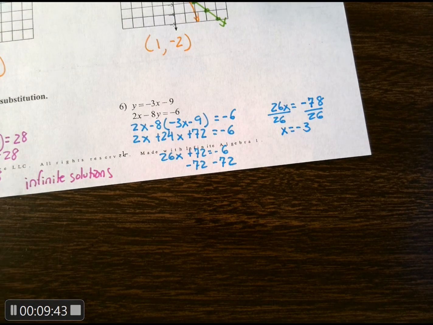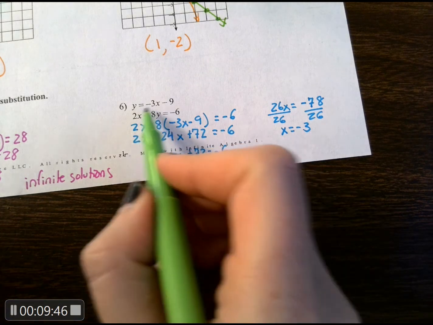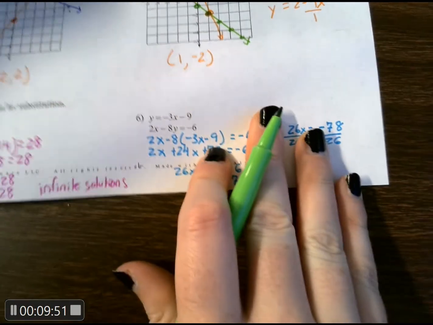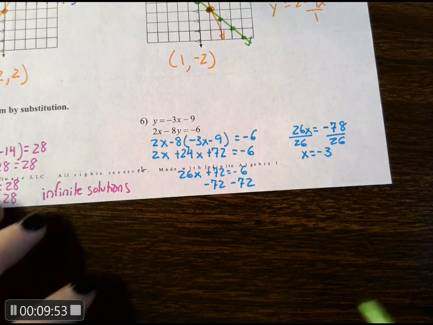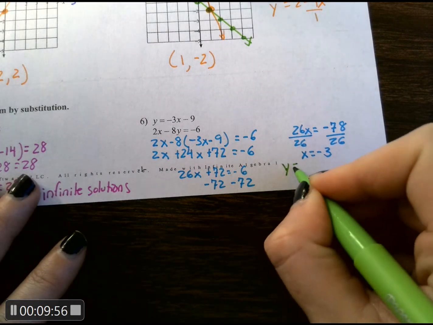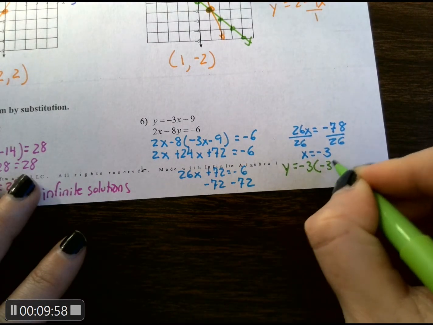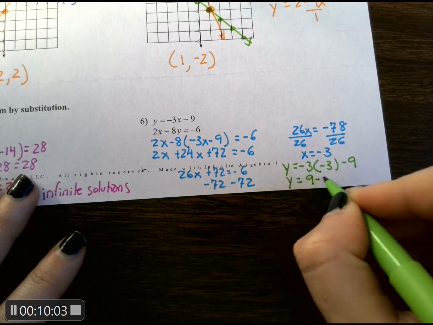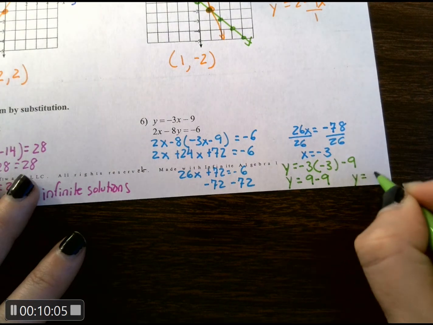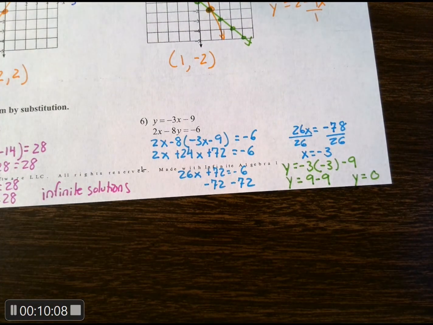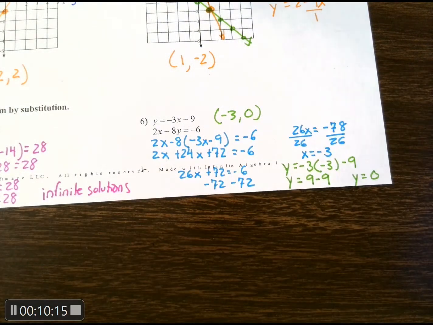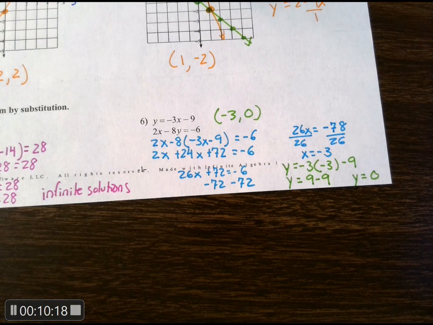So then we are going to take that -3, and we're going to substitute it back into this equation in order to solve for our y. Oops, sorry guys, this got all slanty. Okay, so we have y equals -3 times -3 minus 9. So y equals 9 minus 9, so y equals 0. So then our final answer, our coordinate point, is going to be (-3, 0). Alrighty.